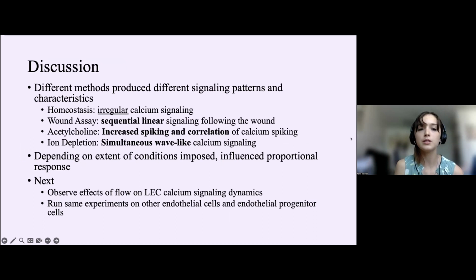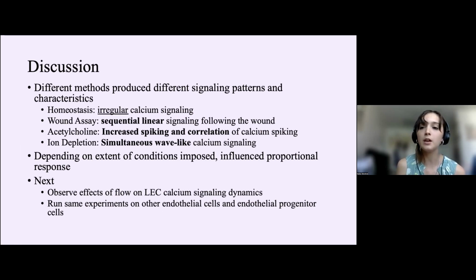So what we noticed is, while under homeostasis, it was irregular. They were just spiking kind of like twinkling lights. While we started producing these different effects and methods on the cells, they started reacting in different ways, such as sequential linear spiking as the wound assay was applied, increased spiking and correlation as the acetylcholine was applied, and as ion depletion was introduced, simultaneous wave-like calcium signaling.